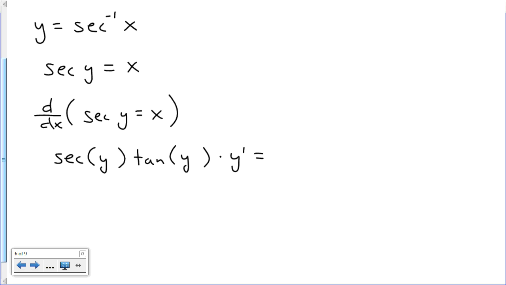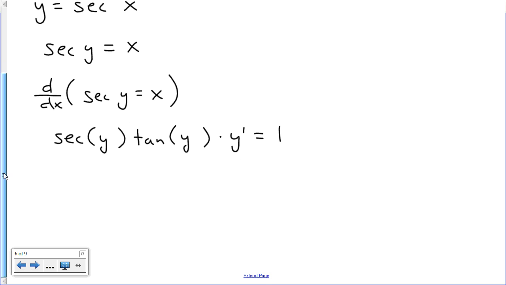Basically, anytime that you have a y in your equation, and you take the derivative, there better be a y prime that shows up as part of that derivative. And so that's what we're seeing there at the end. We're getting that y prime. And that's equal to the derivative of x on the other side, of course, is equal to 1. And the goal here, again, was to find out what's the derivative of secant inverse. So we're trying to find out what y prime is equal to. So solve for y prime.